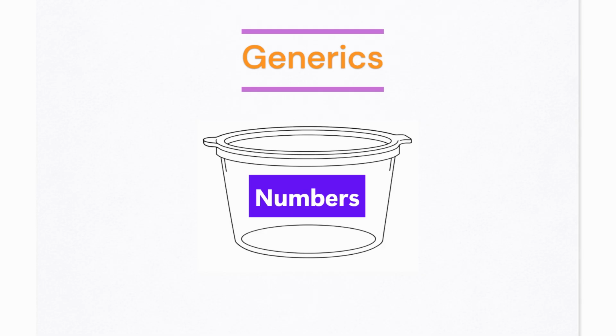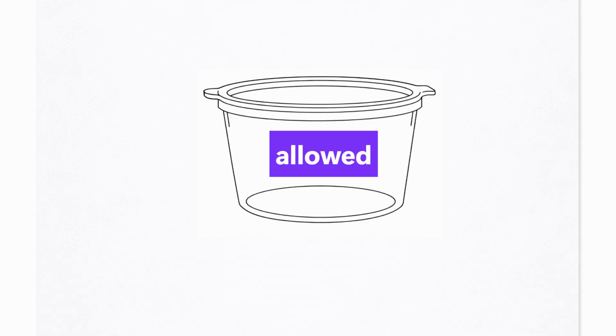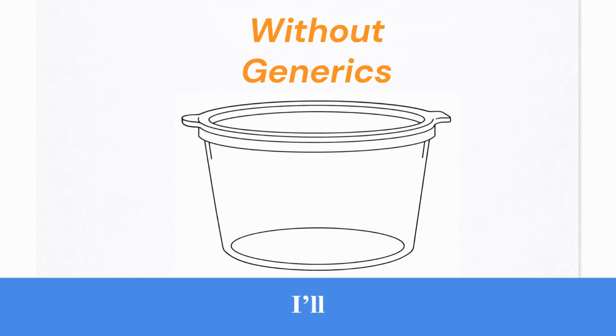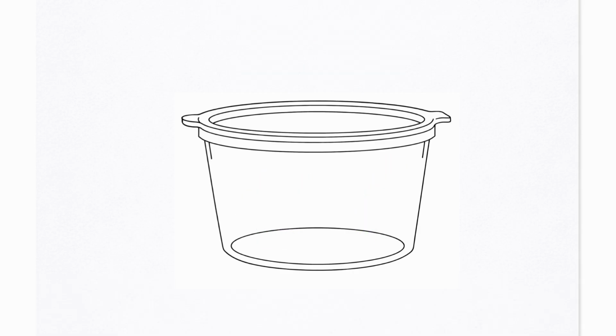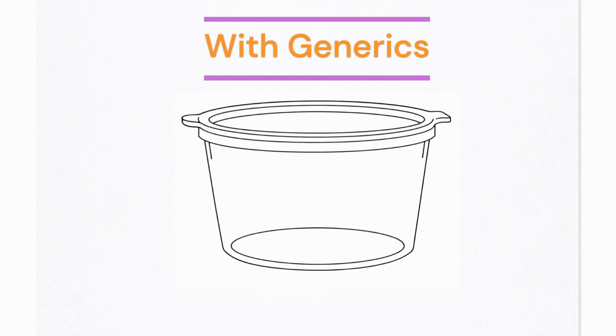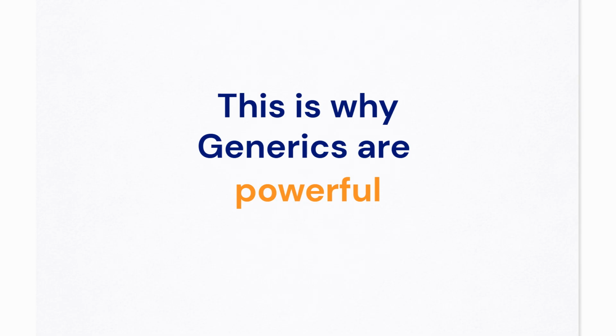Generics tell Java what type of data you want to use, so Java can protect you from mistakes. So now Java knows exactly what kind of data is allowed. Without generics, Java says, okay, I'll accept anything. Good luck later. But with generics, Java says, you said string, so I will allow only string. This is why generics are powerful.